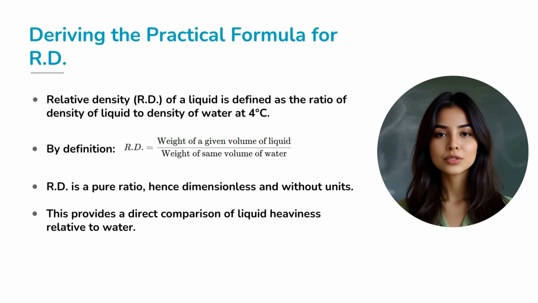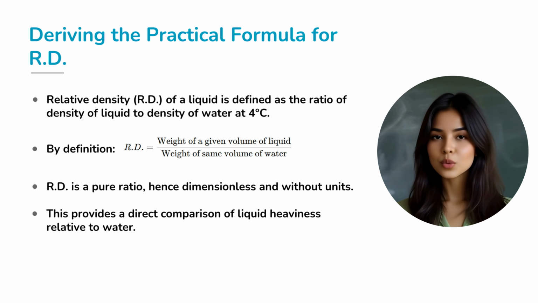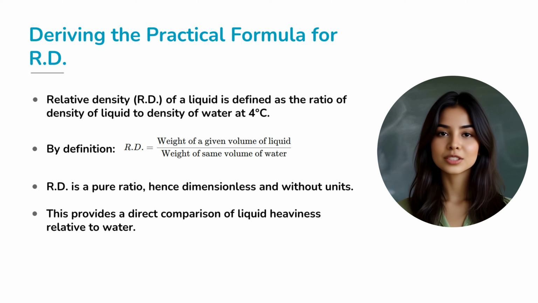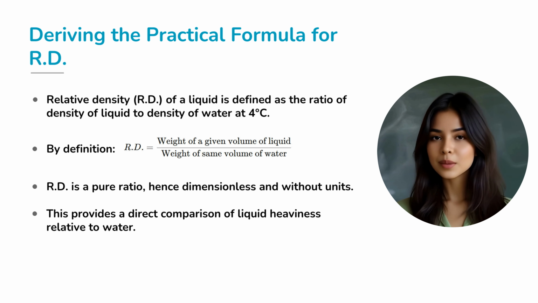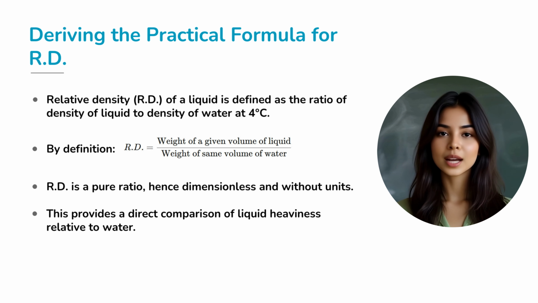Relative density of a liquid is simply the ratio of its density to the density of water at 4 degrees Celsius. Mathematically, we write it as RD equals weight of a given volume of liquid divided by weight of the same volume of water. Since it is a ratio, relative density has no unit, it is just a pure number. This allows us to directly compare liquids on how heavy or light they are compared to water.